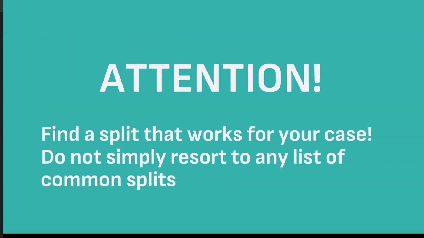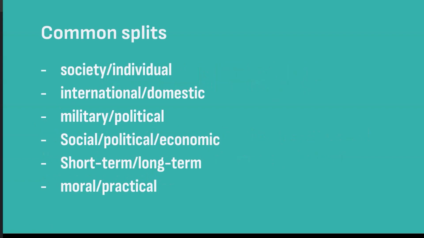However, it is very important that you find a split that works for your case. This means that you should not always simply use the list of common splits. For example, you can have a motion that calls for having arguments that are grouped based on the way they affect society and economic reasons. So you can have one and the other and combine them together. You can have arguments that are based on moral virtues and political arguments. Therefore, feel free to use all of different groupings as long as they make sense.